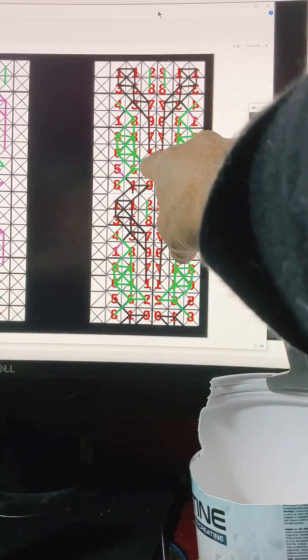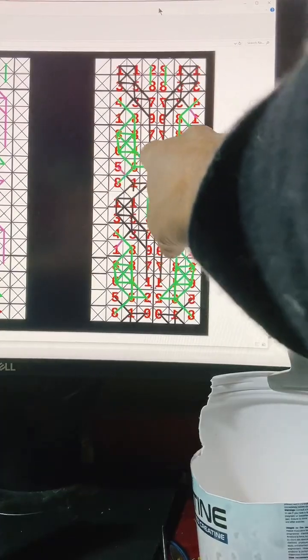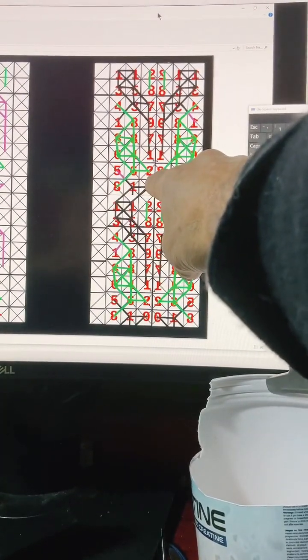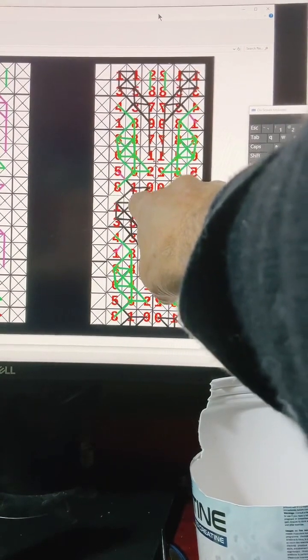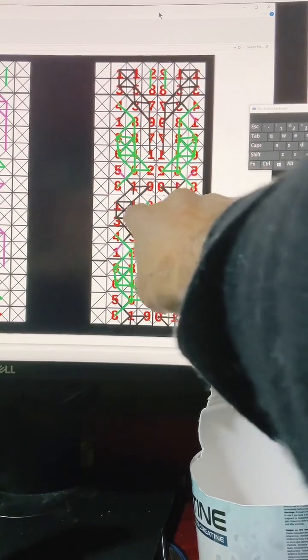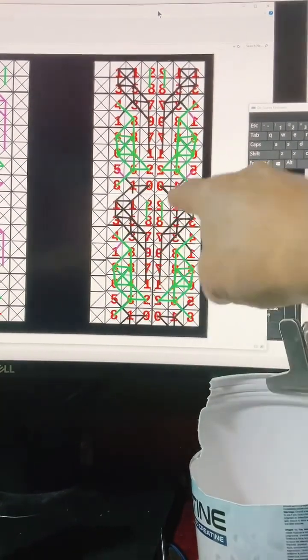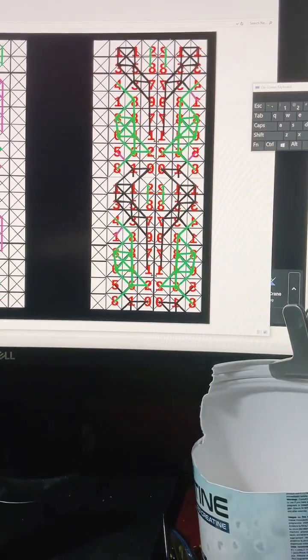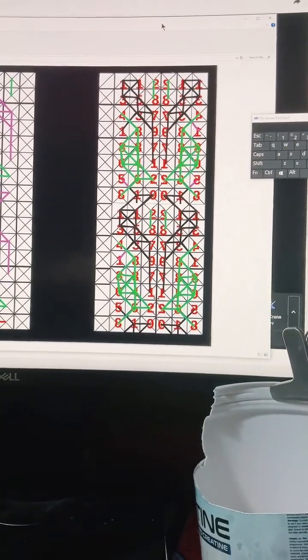1 plus 0 is 1. 1 plus 4 is 5. 5 and 1 is 6. 6 and 5, 11. 1 and 1 is 2. 2 and 6 is 8. 8 and 2 is 10. 1 and 8 is 9. 9 and 1 is 10. 1 and 9 is 10. And we start over again. This is the Fibonacci code. This is the artwork of the Fibonacci code.